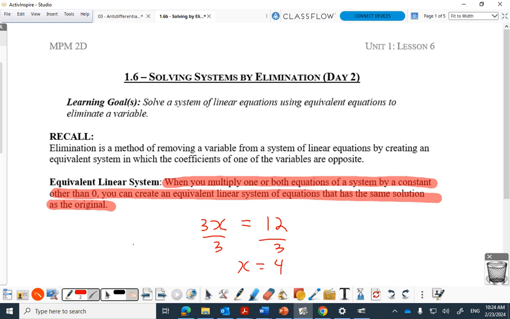Let me read it one more time because it's so good. When you multiply one or both equations by a constant other than 0, you create a new linear system that has the same solution. So you'll get the right answer.